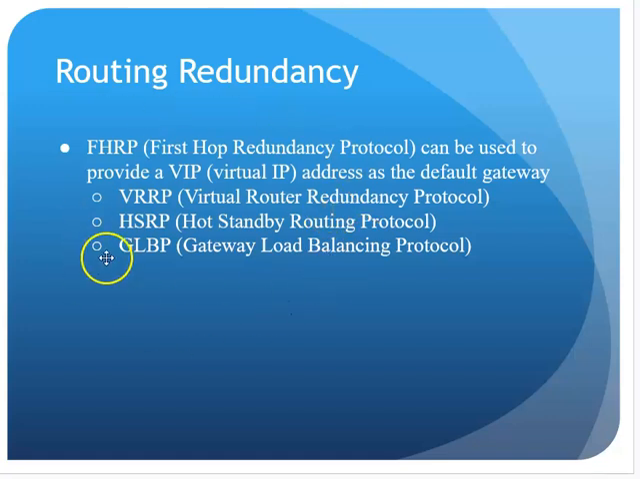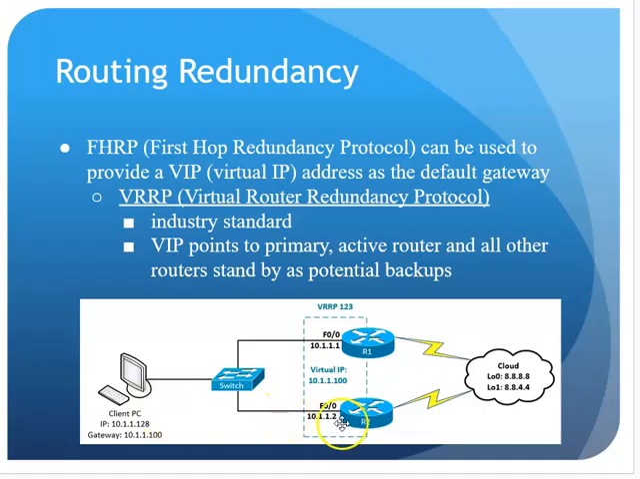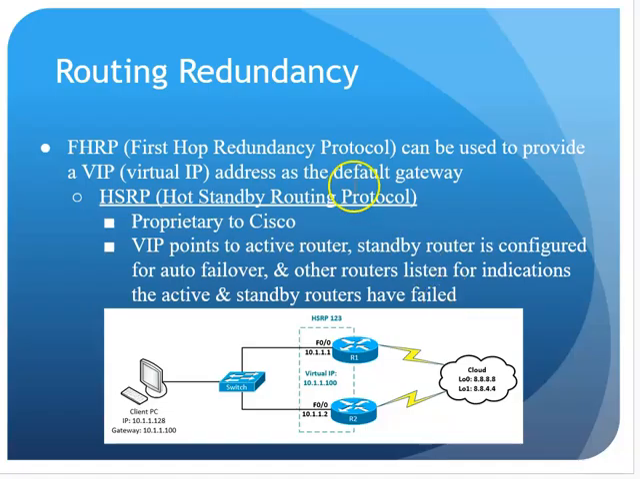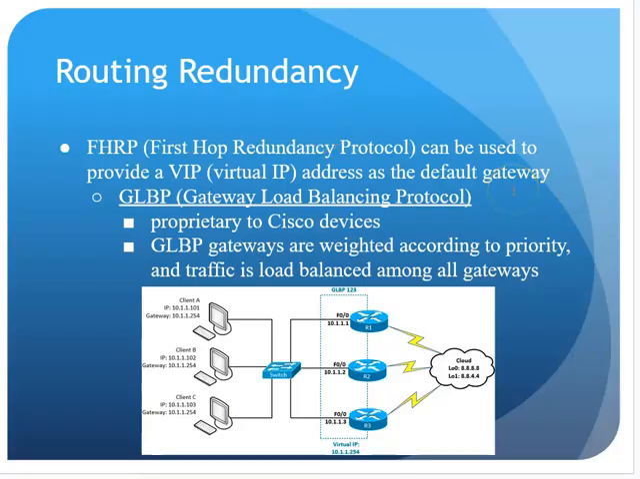There are different protocols to do this. A first hop redundancy protocol can be used to provide a virtual IP, kind of like a duplicate IP for the two different routers to make them look like one to the outside world. Virtual Router Redundancy Protocol, or Hot Standby Router Protocol, or Gateway Load Balancing Protocol. These all work similarly, in that these two routers to the outside world look like they're identical. And they're there to basically kick in when the other one is needed.